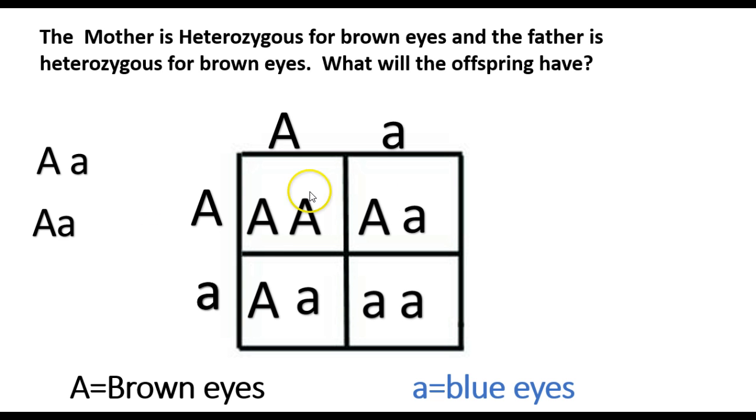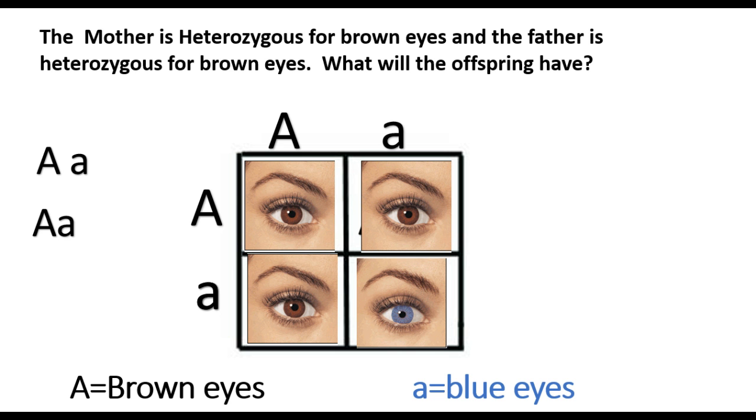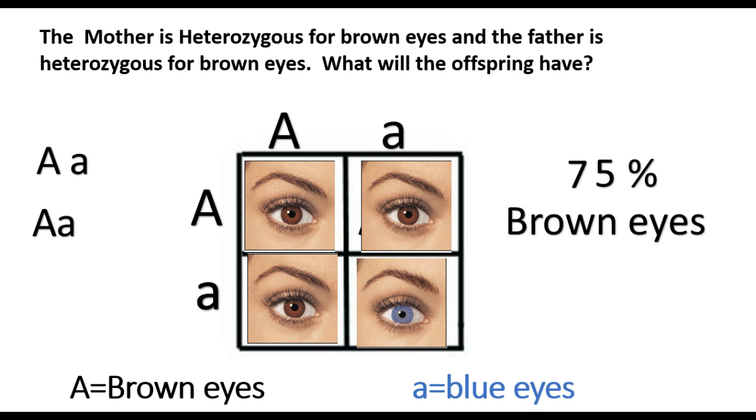Let's look at what this would make. That means that this will be what color? Brown. This child will be brown, and this child will be brown. But what color will this child be? Because we have homozygous recessive, it's going to be blue. So as a result of that, brown, brown, brown, and blue. What percentage will be brown? 75% will have brown eyes. 25% will have blue eyes.